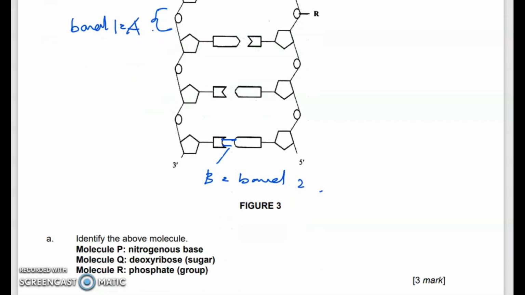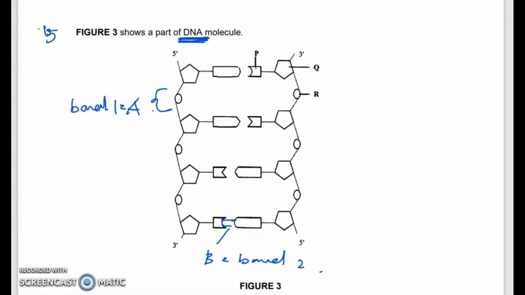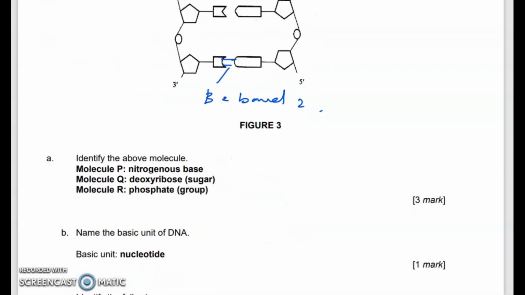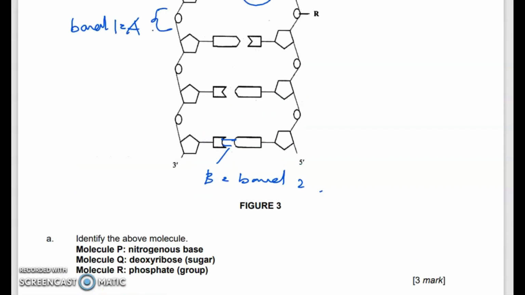Okay. So the question, identify the above molecule. PQR. So P is nitrogenous base. Sebab apa? Dia bind dengan carbon number 1. Q, segi 5 macam ni. So, Q is pentose sugar. R, attached to carbon number 5. So, R is phosphate group.